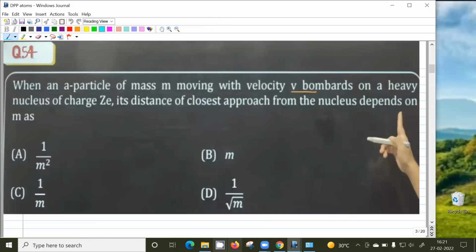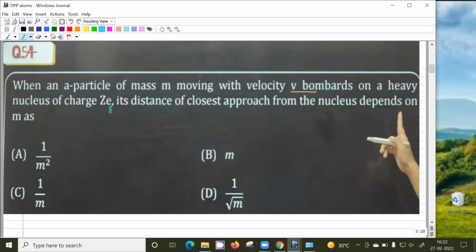Okay, solve this question. For an alpha particle of mass m and velocity that bombards a heavy nucleus, its distance of closest approach to the nucleus depends on... Understood the question? What do you mean by distance of closest approach?